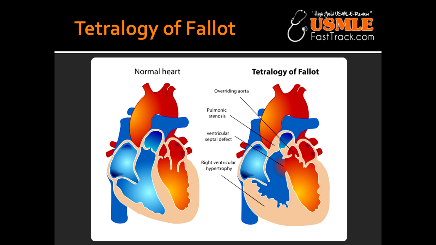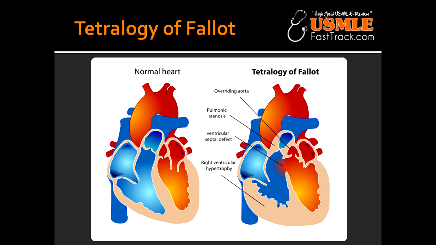Describe how squatting helps in Tetralogy of Fallot. Older patients in tetralogy often learn to squat to reduce the cyanotic symptoms. Squatting actually reduces the blood flow to the legs, which increases the peripheral vascular resistance, the PVR, and thus decreases the cyanotic right to left shunt across the VSD.